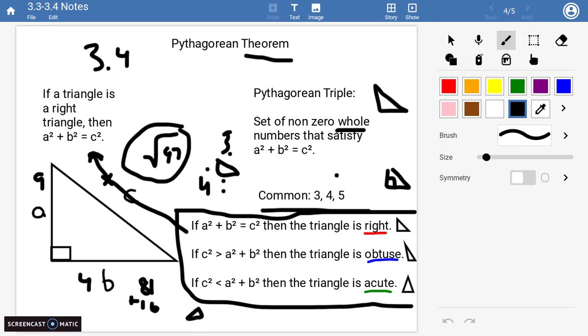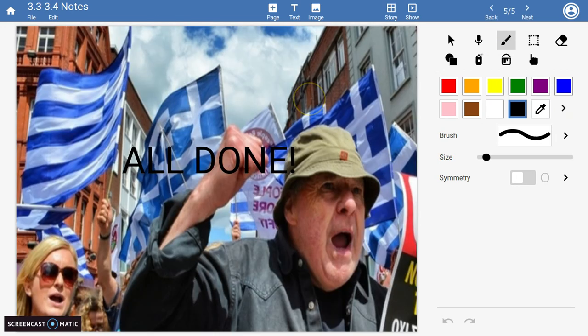And that is it. Let's see, this last slide. Hopefully it will load. It should get there soon. Well, anyways, all done. See, that person's happy. All done. Good.